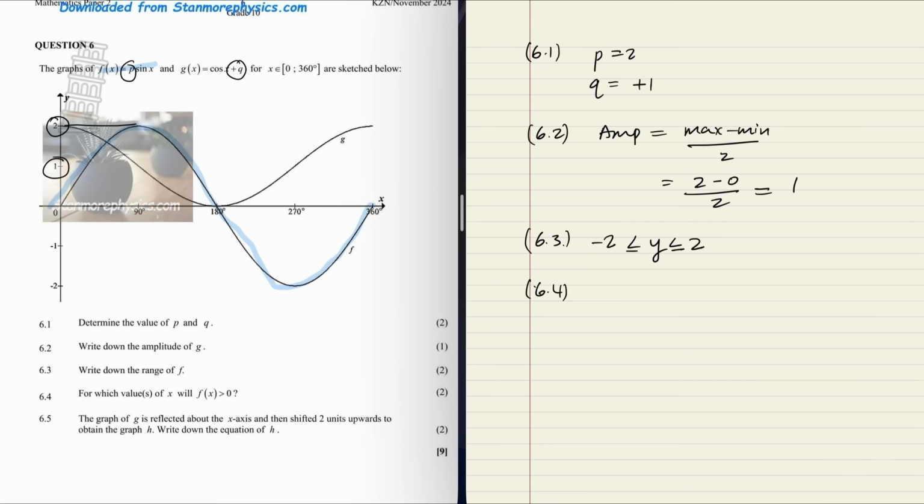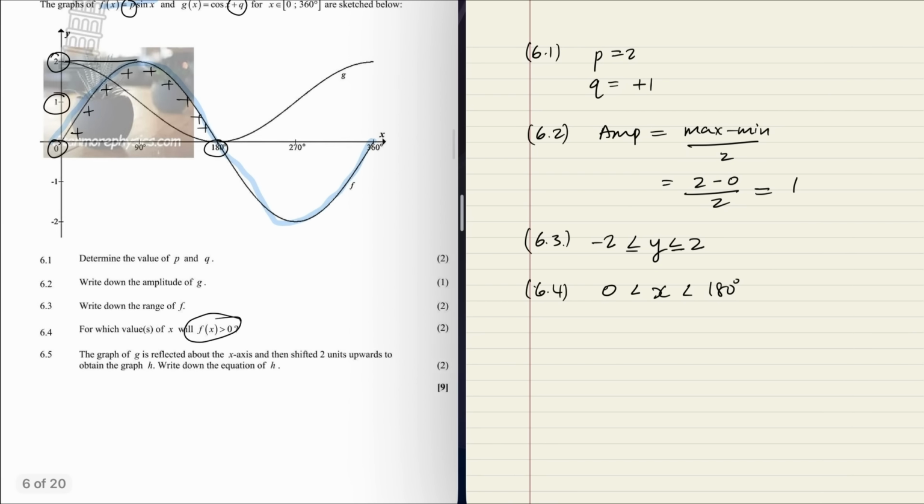Where is it positive? So it's positive all over here. All here, it's positive. So the x values are going to be between 0 and 180. So x must be between 0 and 180. Now I haven't included the equal sign because the question did not include the equal sign there.